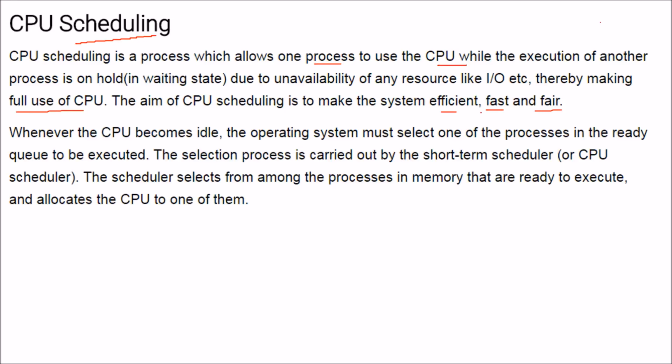This is CPU scheduling. When the CPU is idle, meaning it is not doing any work, the operating system must select one of the processes in the ready queue to be executed. And this selection is carried out by whom? It is done by the STS, the short-term scheduler, or you can say the CPU scheduler. This scheduler selects among the various processes in memory that are in the ready queue, and then allocates one to the CPU.